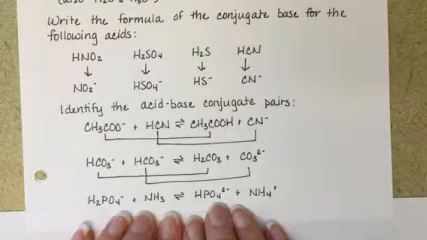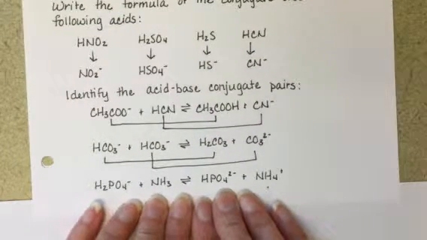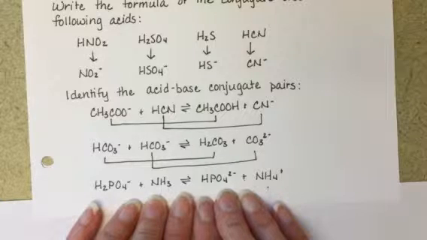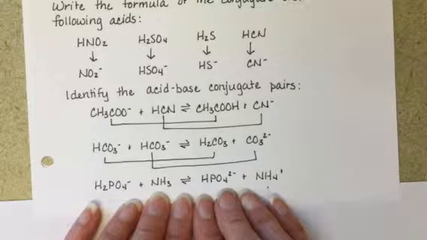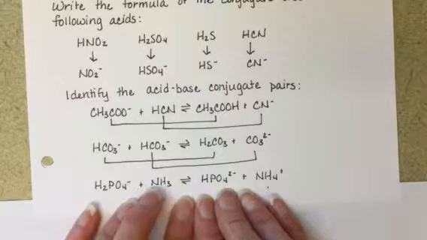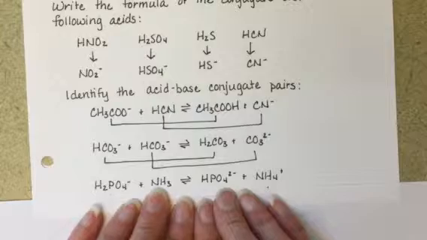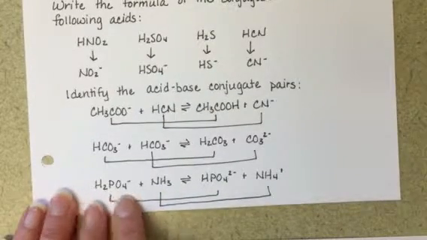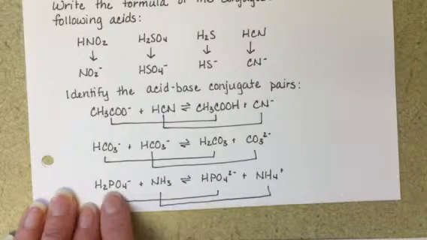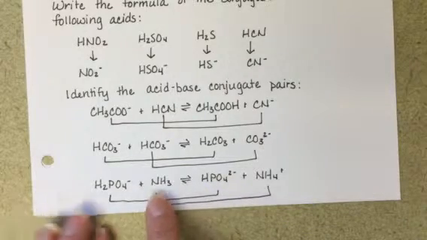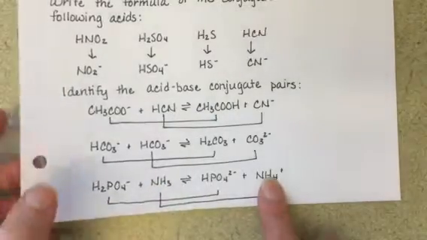One more example. H2PO4- plus NH3 to make HPO4 2- and NH4+. Again, to match up the conjugate acid-base pairs, the easiest way to do it is just to look for things that have similar molecular formulas. So you should want to pair up the NH3 with the NH4+ and the H2PO4- with the HPO4 2-. The H2PO4- is losing a hydrogen. A hydrogen donor is an acid, so this is an acid, and this is its conjugate base. And this is gaining an H+, which makes this a base, and this is its conjugate acid.